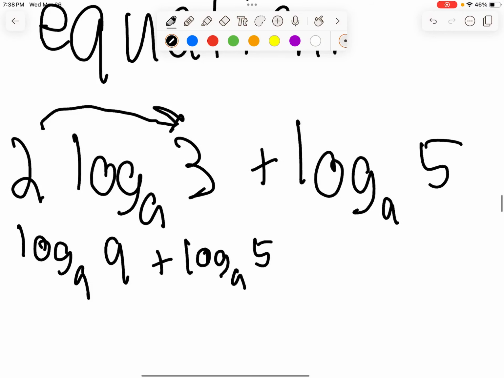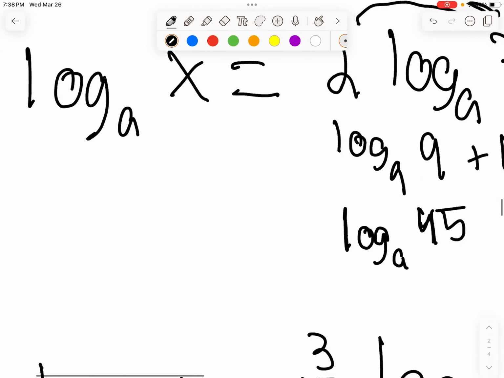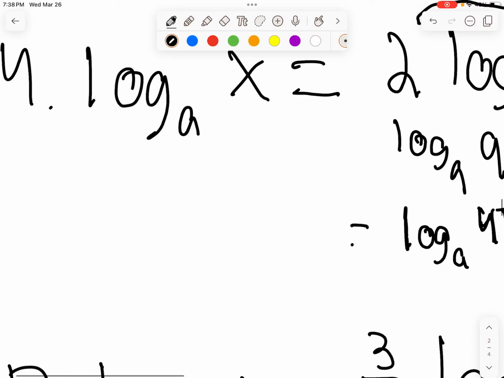When you're adding logs, you just multiply this and this. That gets you log base a of 15.